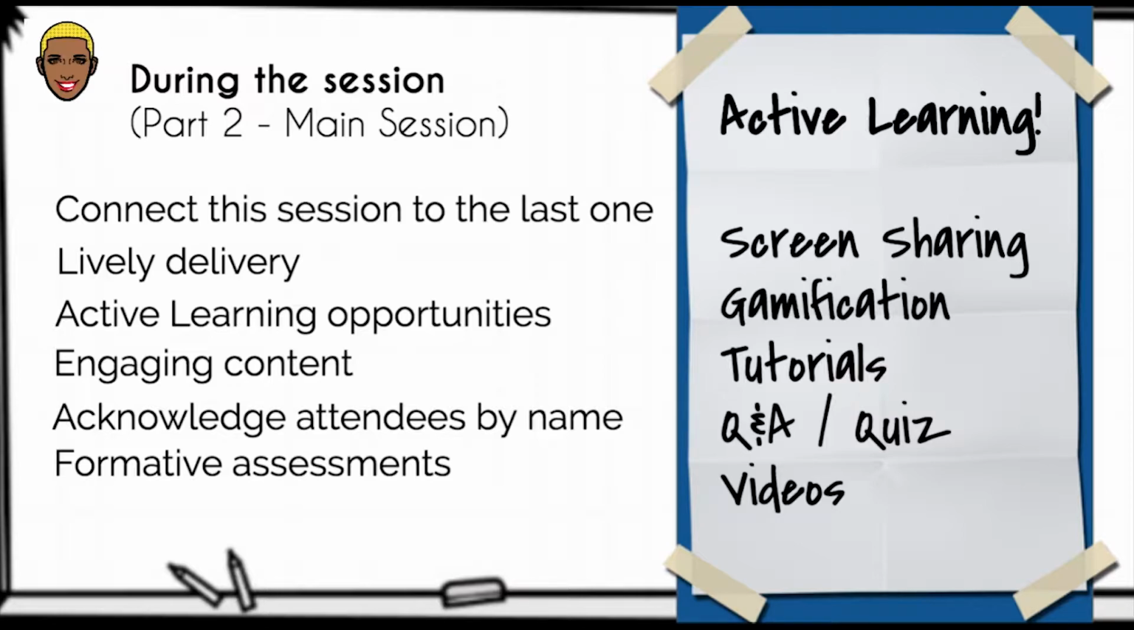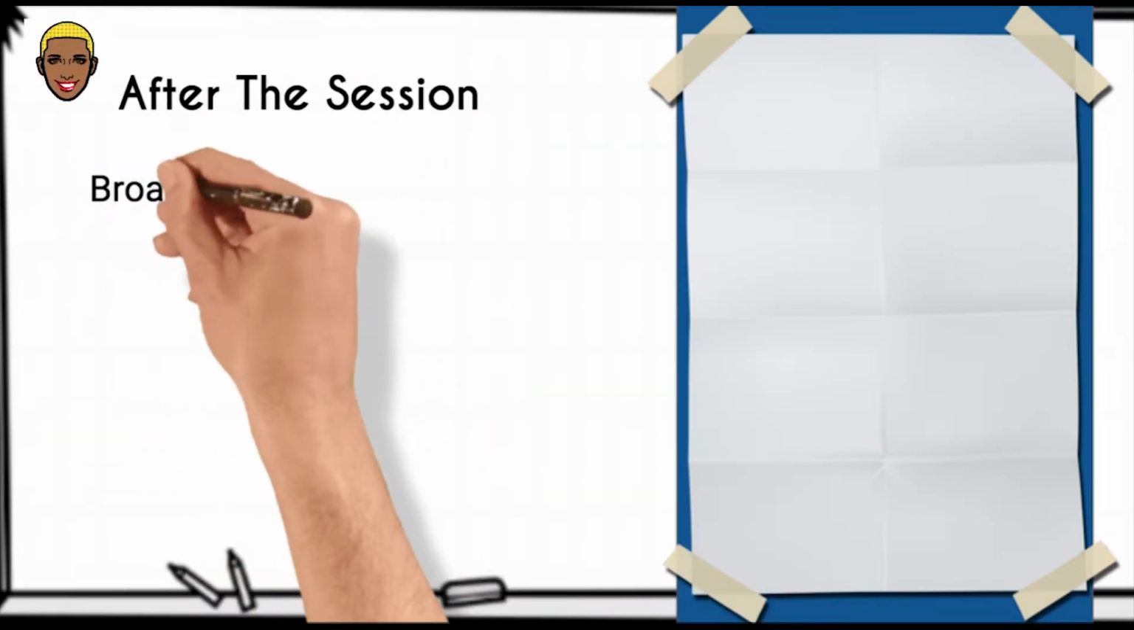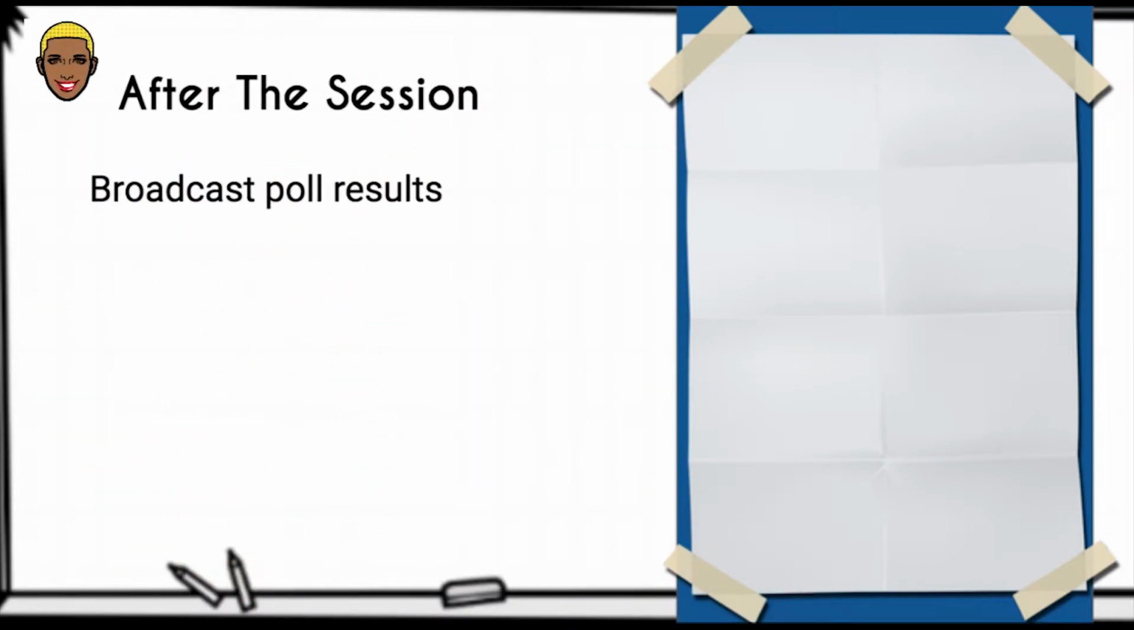So now we've reached the ending of the session. So the first thing you want to do if you've run any polls is make the students aware of the results if you need to. And if you've used a tool like Adobe, you actually need to broadcast the poll results before you finish the session if you're recording the session, so you can come back later and have a look at that data.